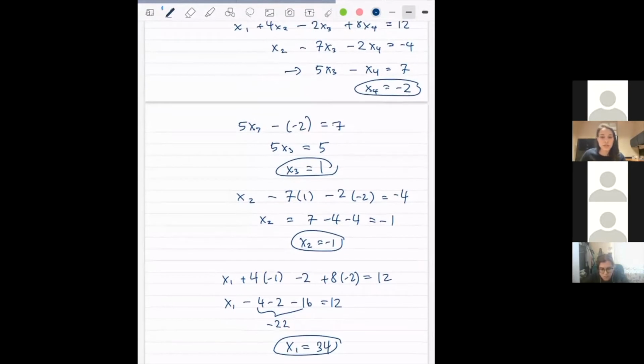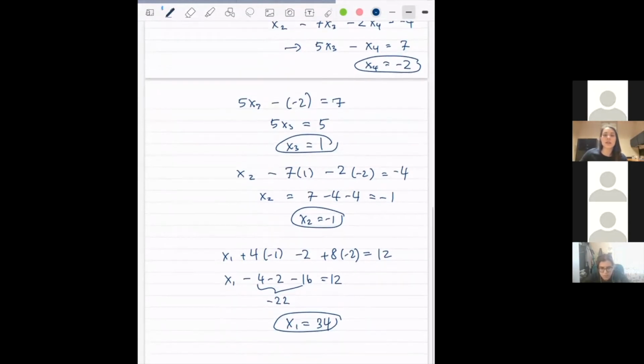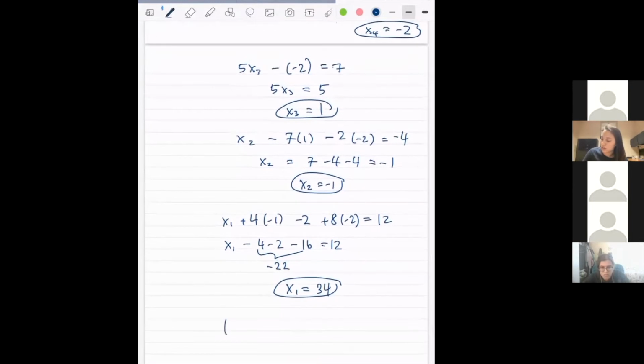Okay, so we have our 4 values, and that means that our solution we can write down. We always write it down as an ordered, I guess we would call it a 4-tuple in this case because there are 4 entries, but we just write it as an ordered list like this. So 34, -1, 1, and -2. And this is the solution.